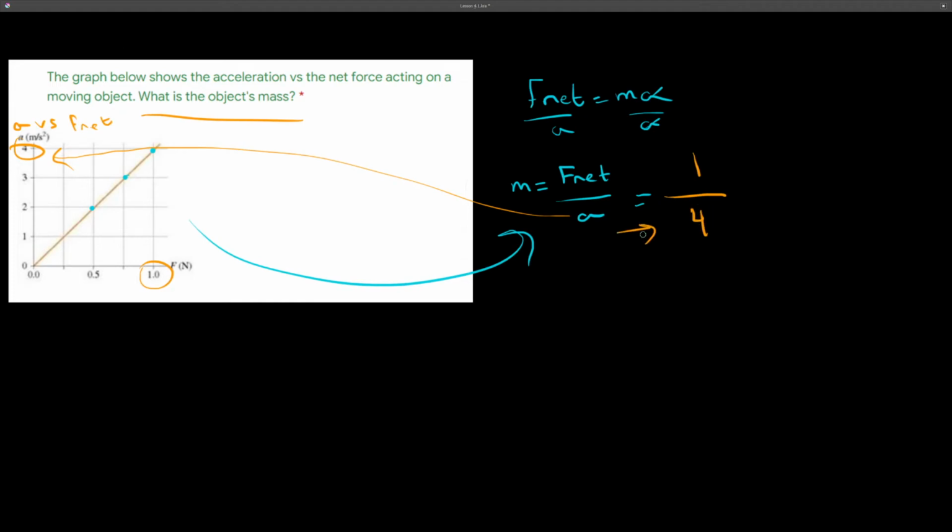And then we just plug it into the formula like that, and then you get your answer, 0.25 kg, or whatever unit it gives you in multiple choice.